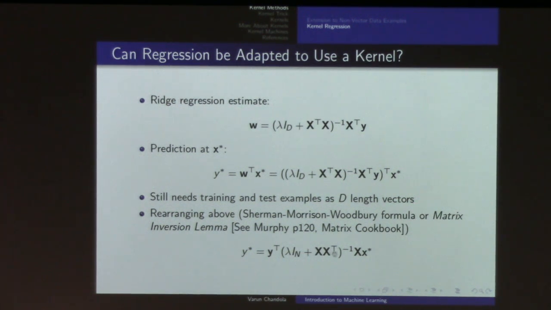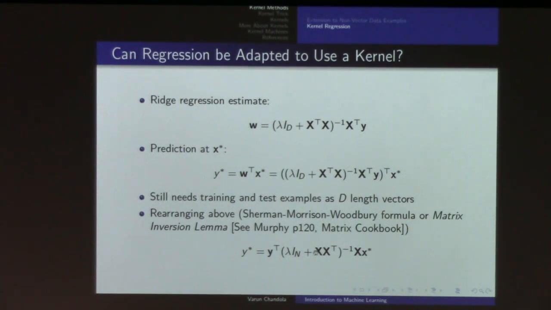The reason being that if you look at this quantity, X is an n cross D matrix, and you're multiplying it with another matrix that is D cross n. So this quantity inside the bracket is actually n cross n, where n is the number of data examples. So if you have to compute your Y star, you will have to invert that large matrix. In the original setting, you had to invert the D cross D matrix, which is smaller. But this is n cross n.